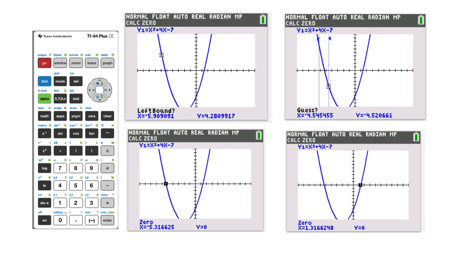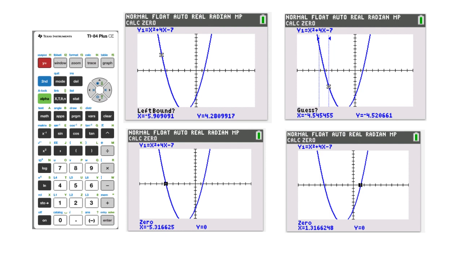Now what will pop up is your parabola with your cursor somewhere in there. Then you read down here, because these are kind of your instructions. It says left bound. You're going to want to move your cursor so that it is left of the x-intercept that you want. I conveniently am already left. So you go left, left, left, left, left with your arrow until your cursor is left of the x-intercept you're searching for. And then you press enter.